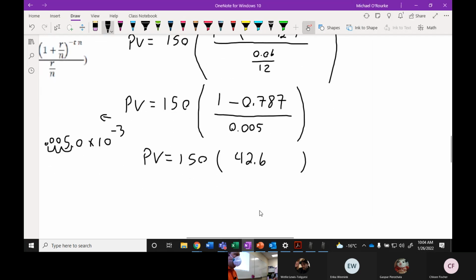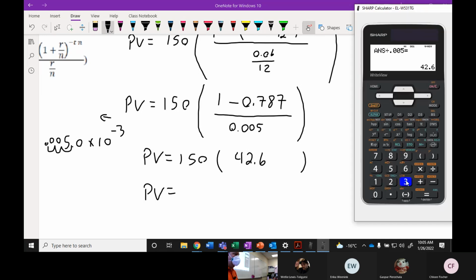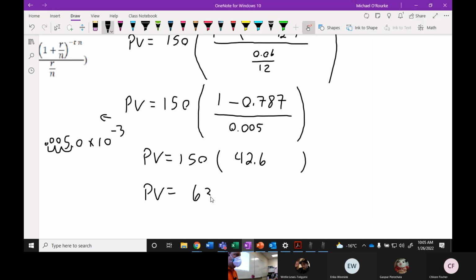And then multiply that by 150. Multiply this number by 150. That's 6,387. How did you just get 42? I went 1 minus this, divided by 0.005. I went 1 minus this equals, and then divided. It's getting close.